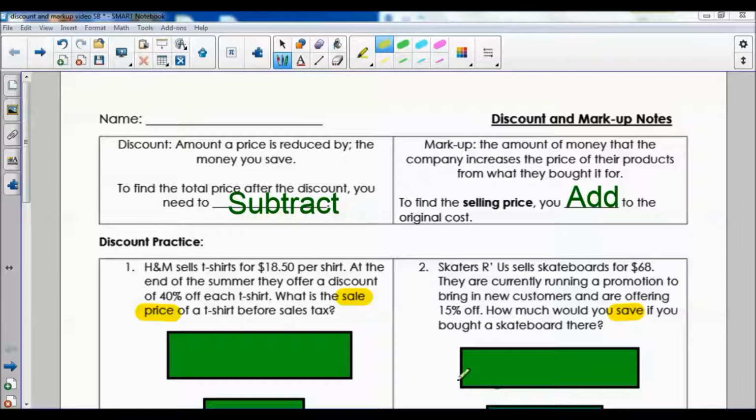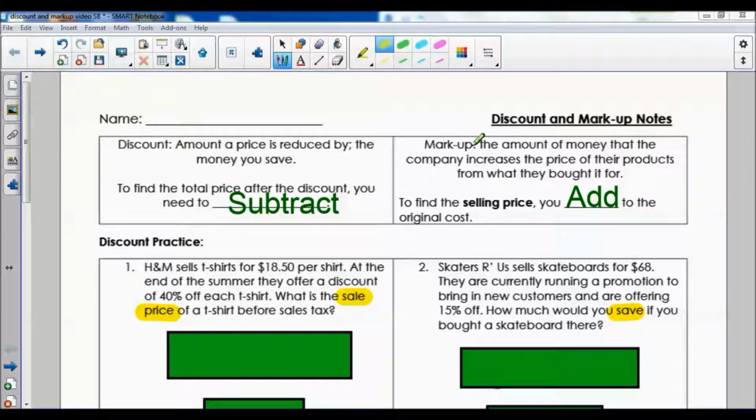So when we're finding discounts, the important thing to remember is that you're going to subtract to find the total price, right? Because it's something that you're saving. So the price of the item is actually going to be less than it used to be. So after we find the discount, to find the total price, instead of adding like we were doing with tax and tip, you're going to need to subtract for the discount.